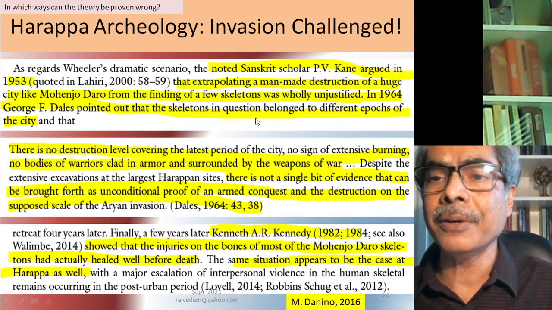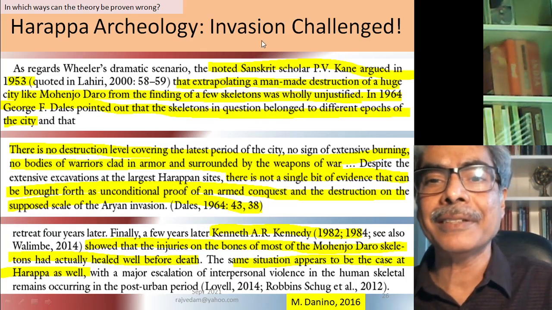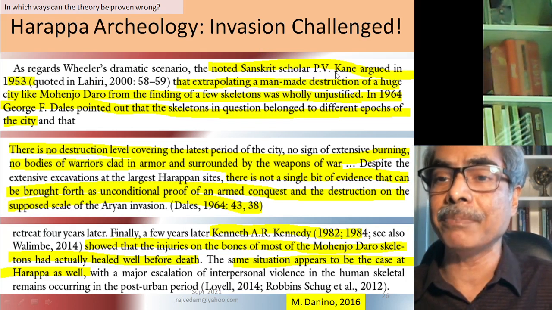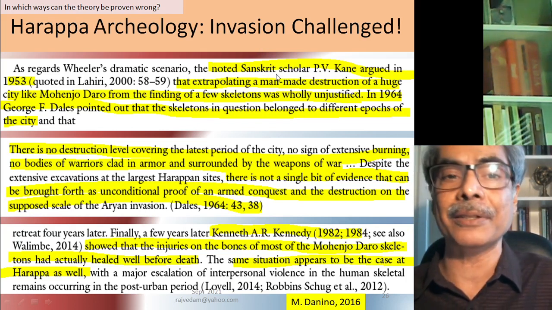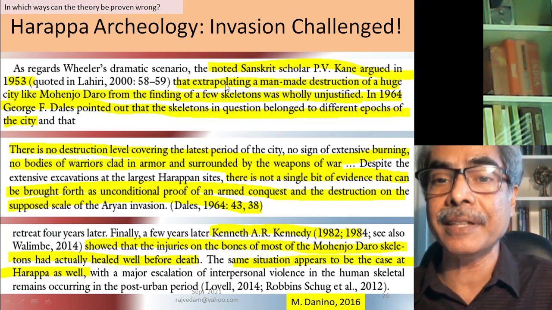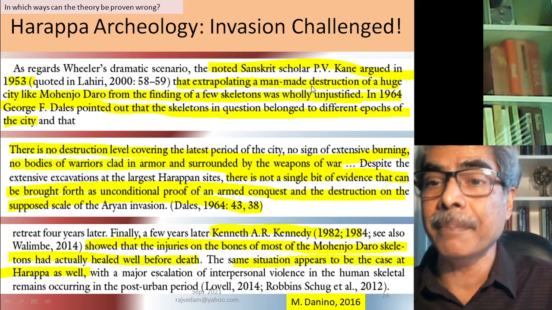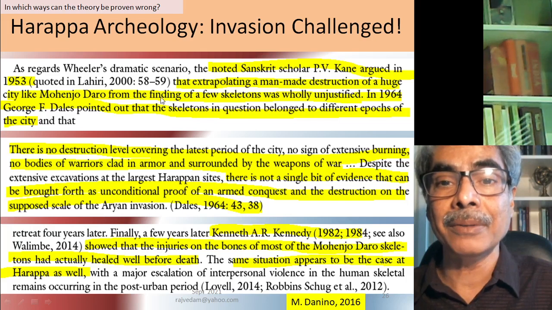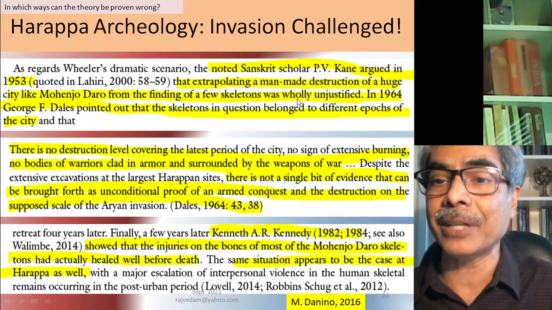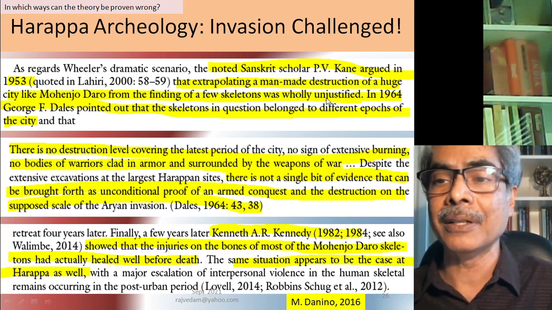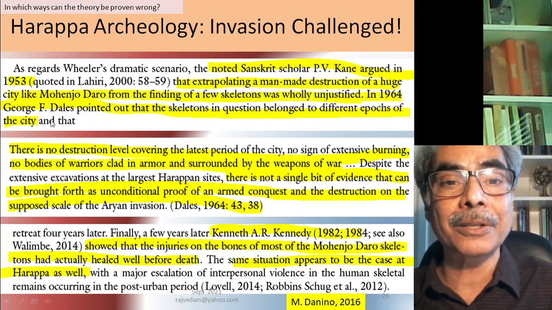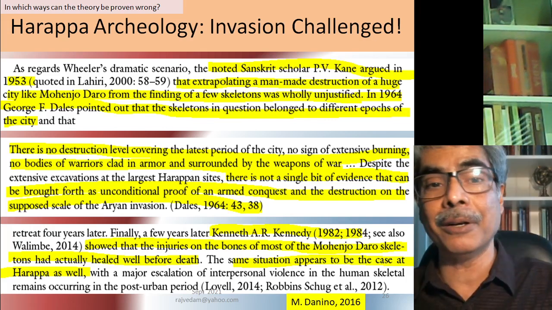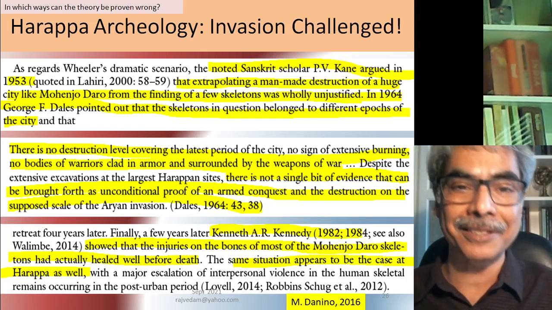And going forward, we can see that the invasion theory has been challenged by several people. For example, P.V. Kane, who was a noted Sanskrit scholar, in 1953 says, extrapolating a man-made destruction of a huge city like Mohenjo-daro from the archaeological findings of a few skeletons is wholly unjustified. In 1964, the scholar George Dales said even these skeletons belong to different epochs of the city.